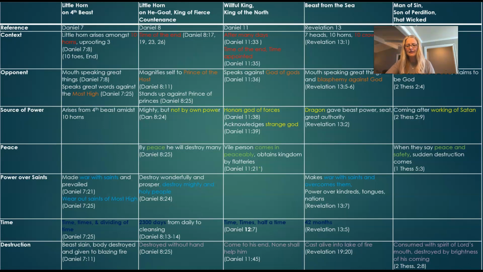And finally, the man of sin, the son of perdition, or that wicked, as the Apostle Paul refers to him in 2 Thessalonians 2, he's talking about the day of Christ. So all of those references are pointing to the time of the end. And when I say the time of the end, I'm referring to the time before the return of Christ. Jesus will come back to the earth, he will set up his millennial kingdom, and he will reign from Jerusalem for 1,000 years. Now, each of these individuals has a specific opponent.